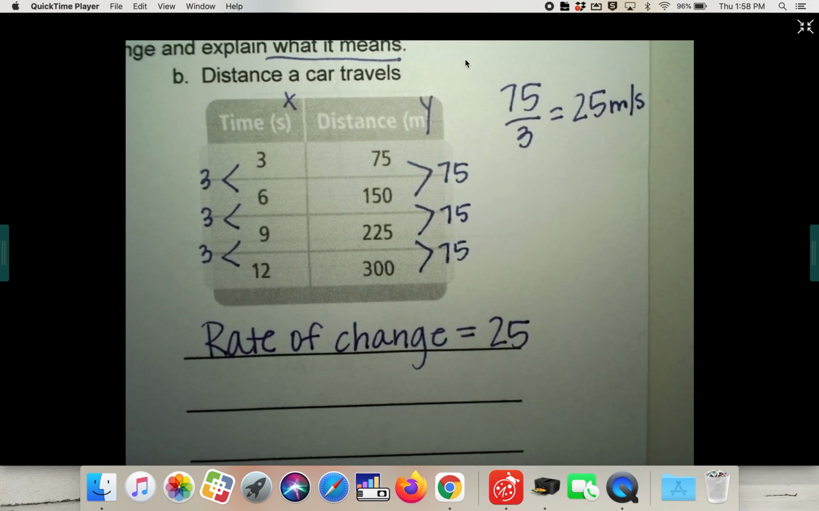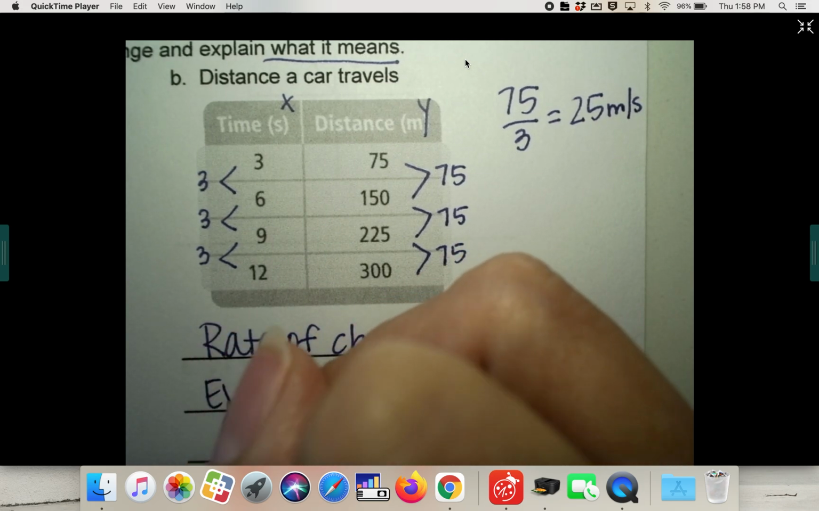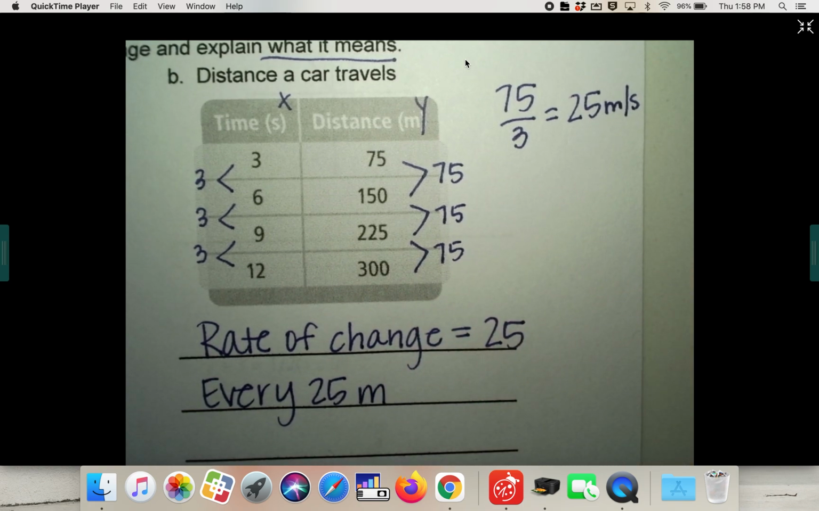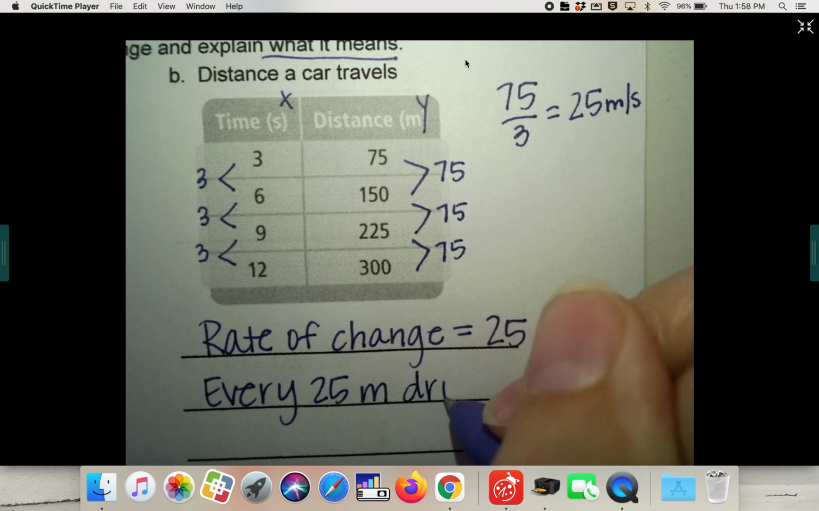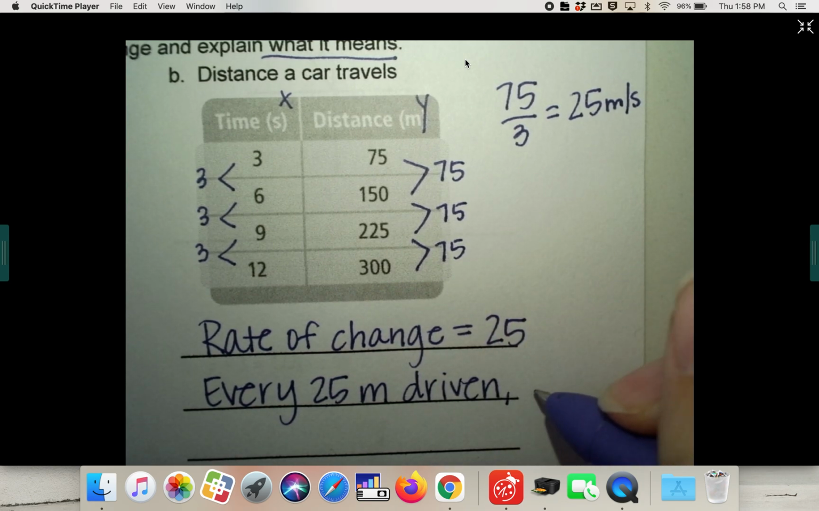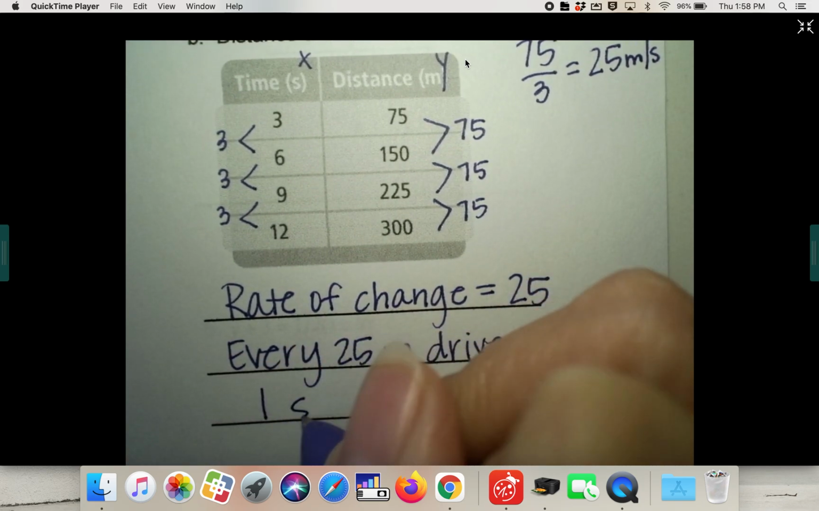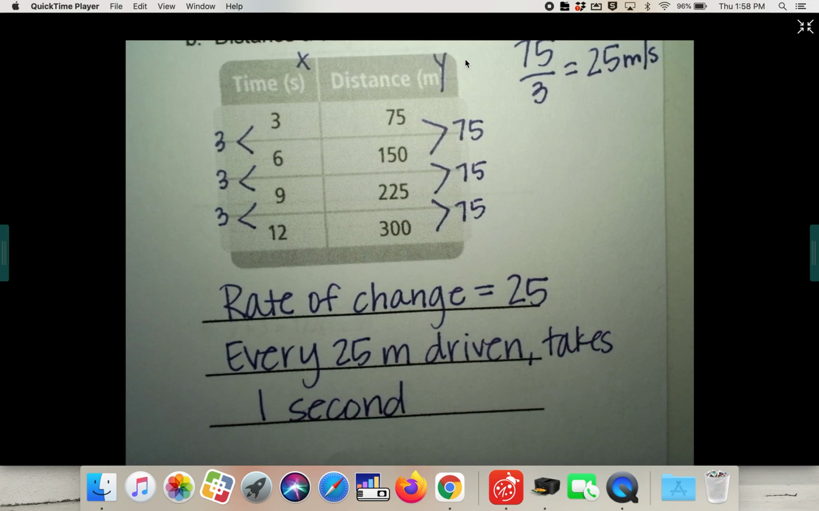And what does that mean? That means that every 25 meters driven takes 1 second. Or you could say this backwards too. You could say every 1 second you've driven 25 meters.